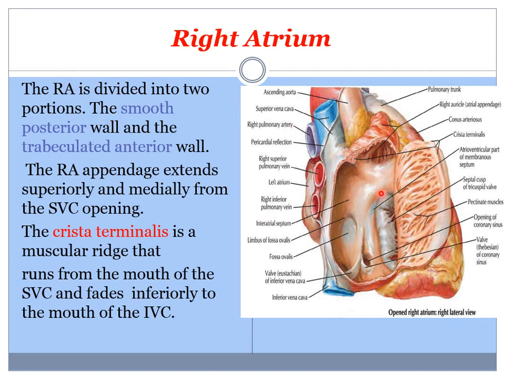The right atrium is divided into two portions: a smooth posterior wall and a trabeculated anterior wall. The right atrial appendage extends superiorly and medially from the superior vena cava opening. We have the crista terminalis, a muscular ridge that runs from the mouth of the superior vena cava and fades inferiorly to the mouth of the inferior vena cava.